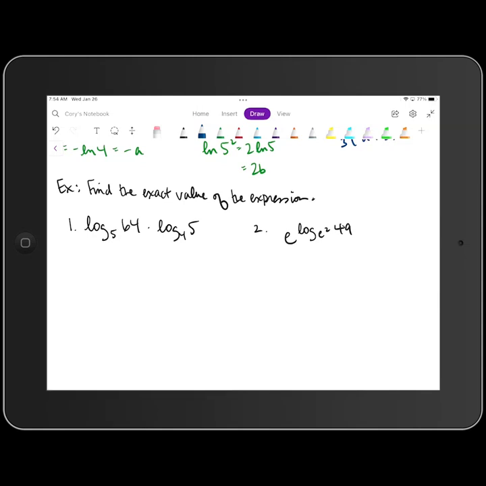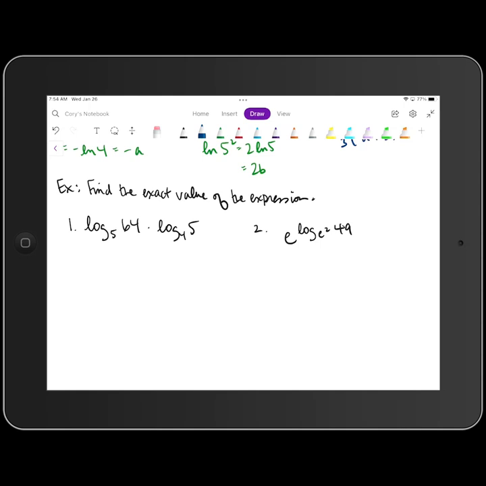Okay, so we're going to move on to the next set of examples. So I think these are more specialized examples of using log properties, because you have to use some special techniques in order to evaluate this. So the directions here ask us to find the exact value of the expression, and for number 1, we have the log base 5 of 64 times the log base 4 of 5.